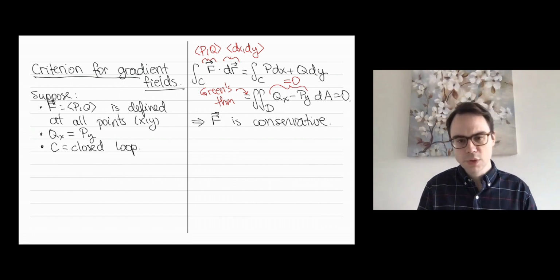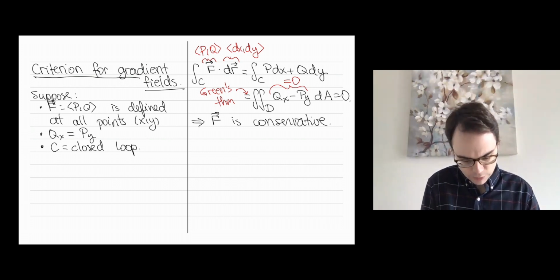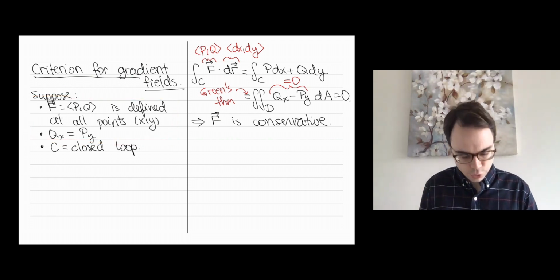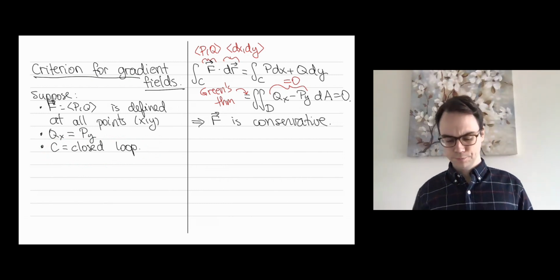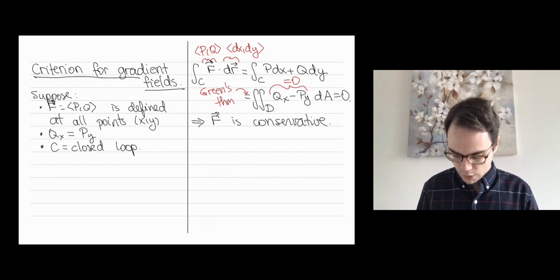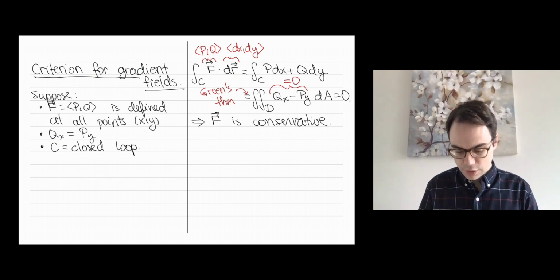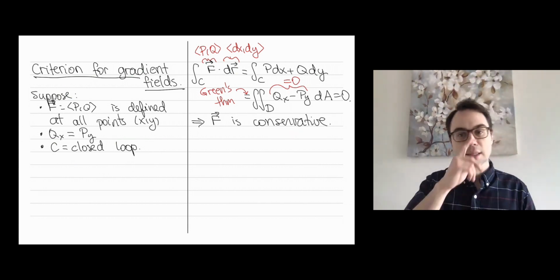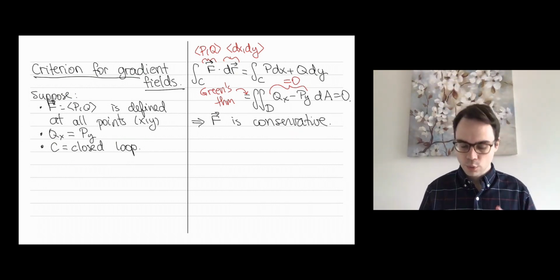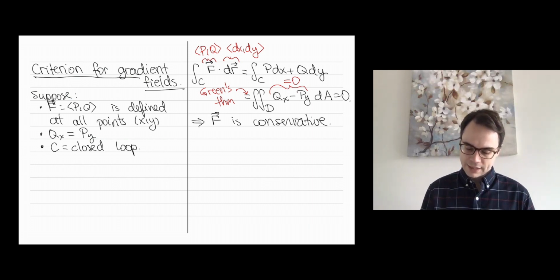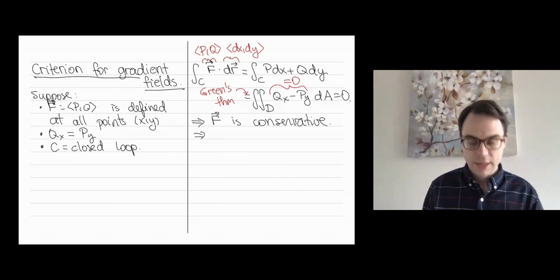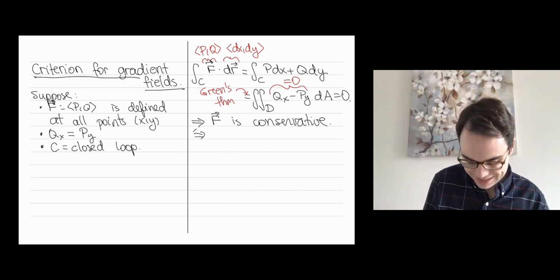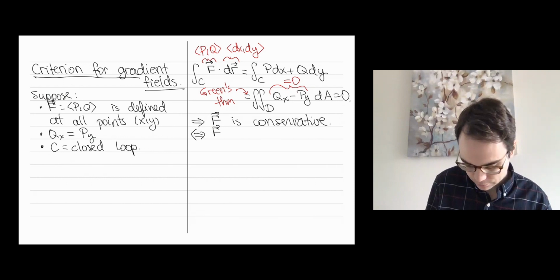It is important that when the first two assumptions are true, for any closed loop, the integral will give me 0. I will get a 0 at the end. So this is pretty cool. I didn't show you in class, but I did mention it, that a conservative vector field is exactly the same as a gradient field.